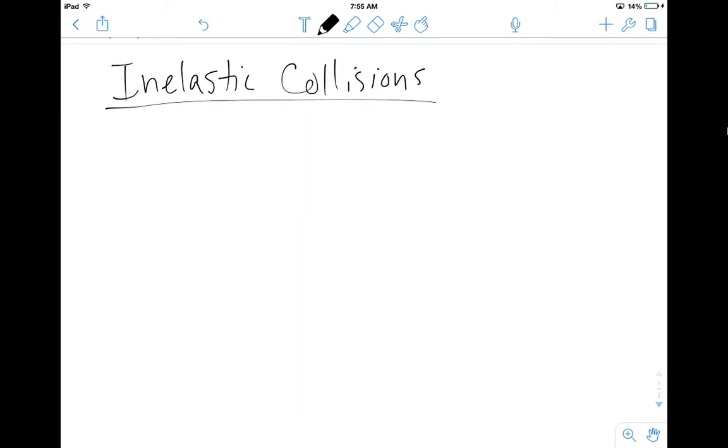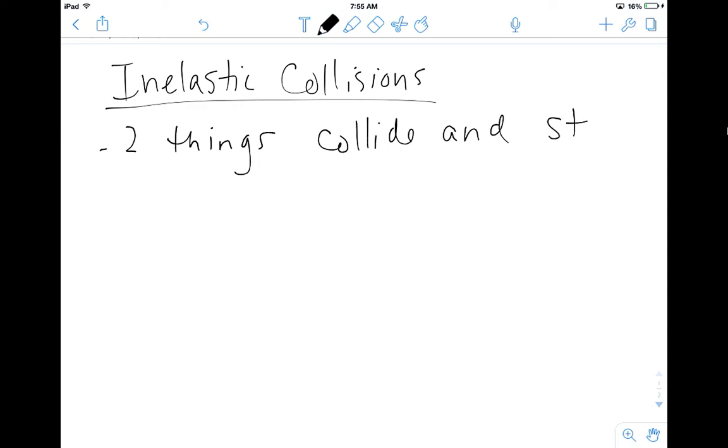So for inelastic collisions, essentially what's happening is this is going to be when two things collide and stick together. Now I know that it seems like there's probably not a lot of times when this happens, but it's actually more common than you think.